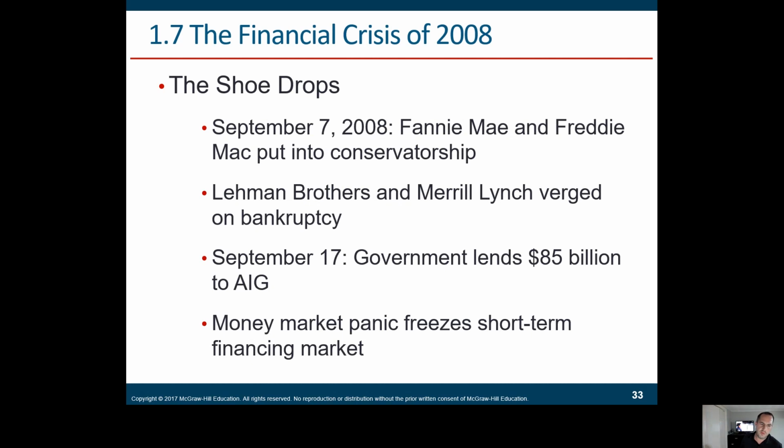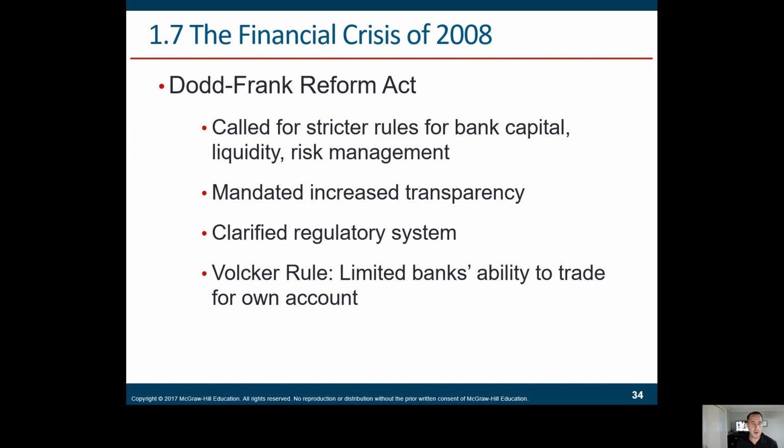Fannie Mae and Freddie Mac were put into conservatorship, meaning that those were semi-autonomous government mortgage groups that were taken under full custody of the government. Lehman Brothers and Merrill Lynch verged on bankruptcy, and effectively the federal government and the Fed had to get involved to support the economy. The Dodd-Frank Reform Act called for stricter rules on bank capital, liquidity management, and risk management.